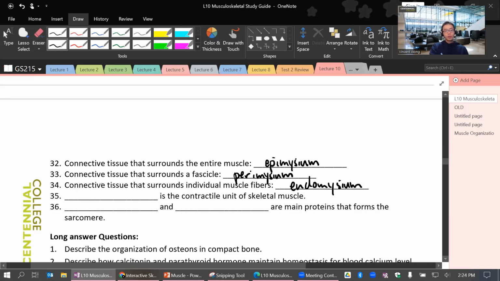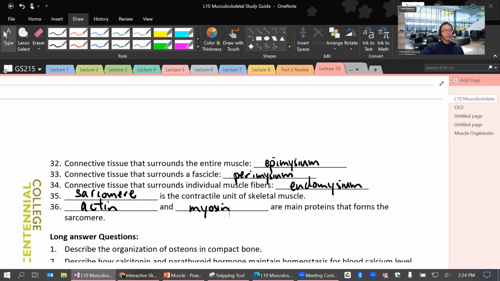A contractile unit of skeletal muscle would be the sarcomere. The two main proteins that form the sarcomere would be the actin and the myosin. Of course, the actin also has the troponin and the tropomyosin on them, but these are the main ones that form the sarcomere.